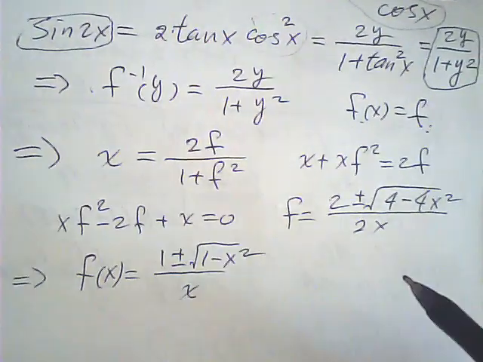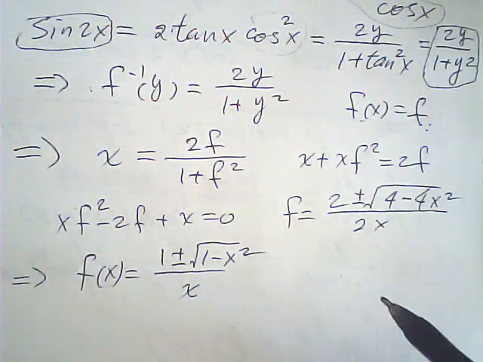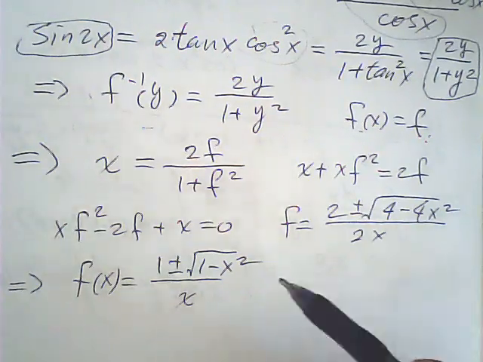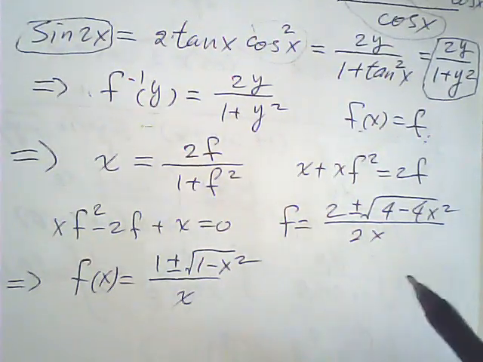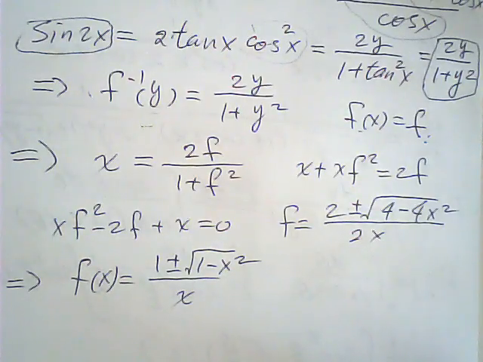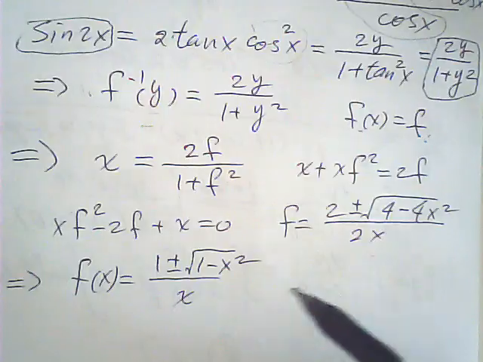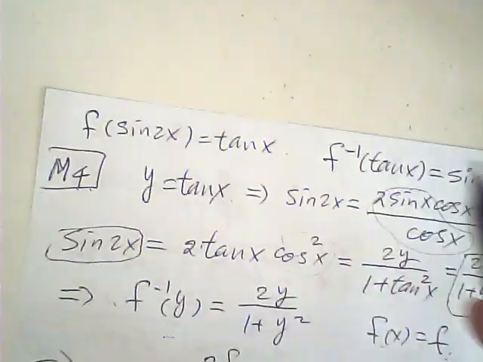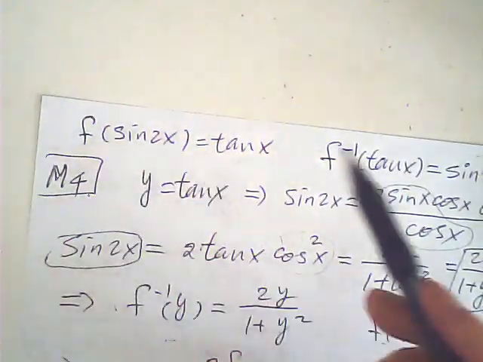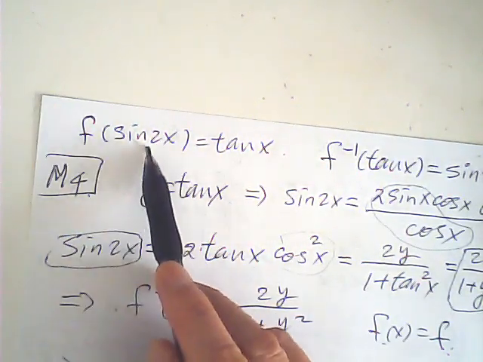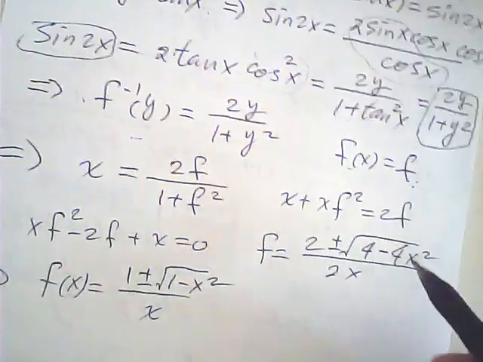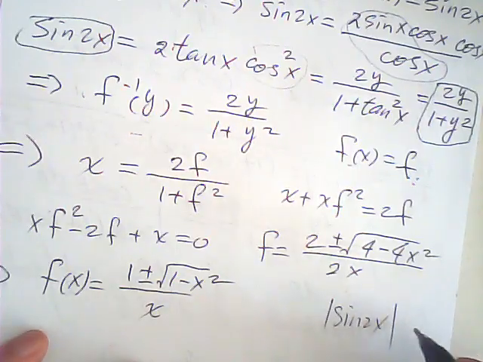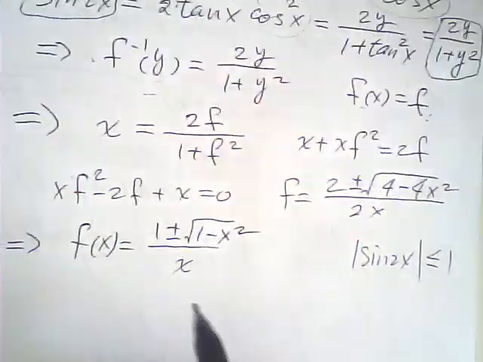Wow, we have a problem here. We have two choices, plus and minus, but this is not allowed because for the inverse function to exist, you must have a one-to-one function. So we must choose one of them. Which one do we choose? Well, because of the domain, you see, because the absolute value of sine 2x is less than 1, right? So we should choose negative.